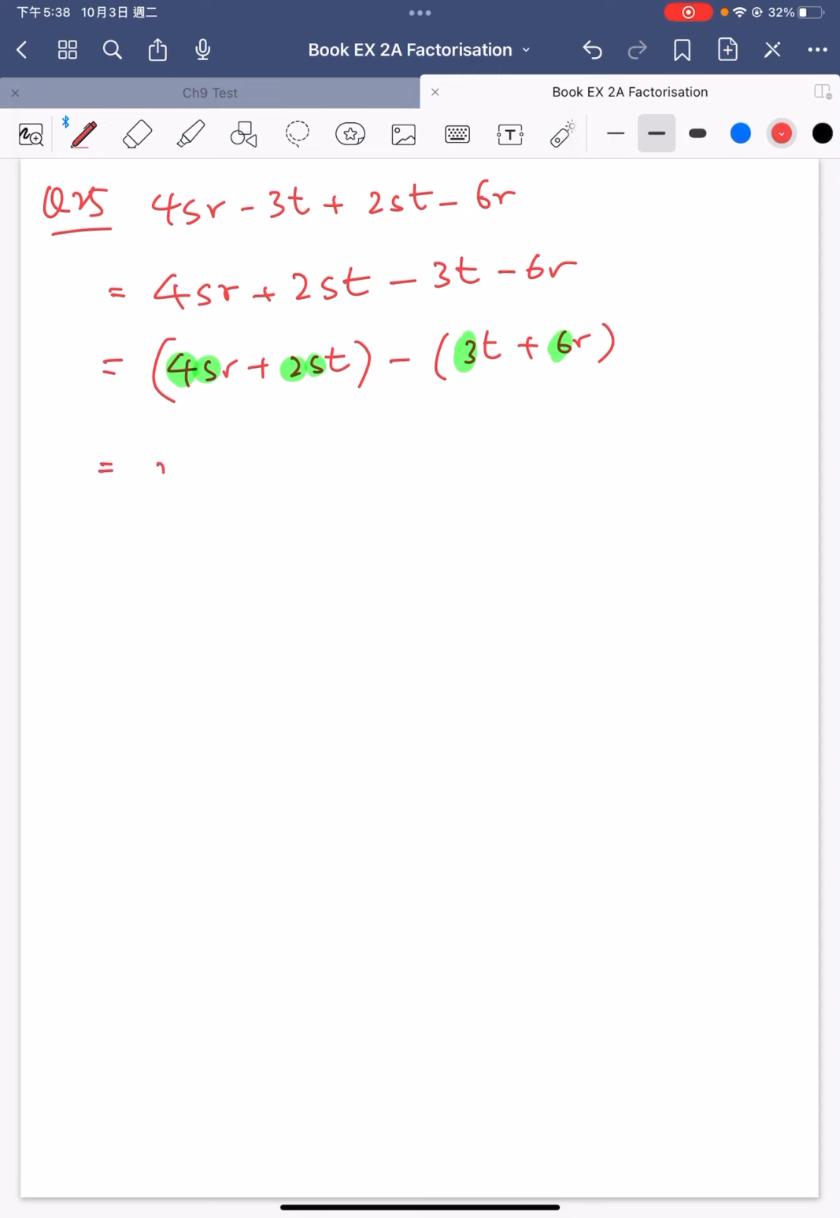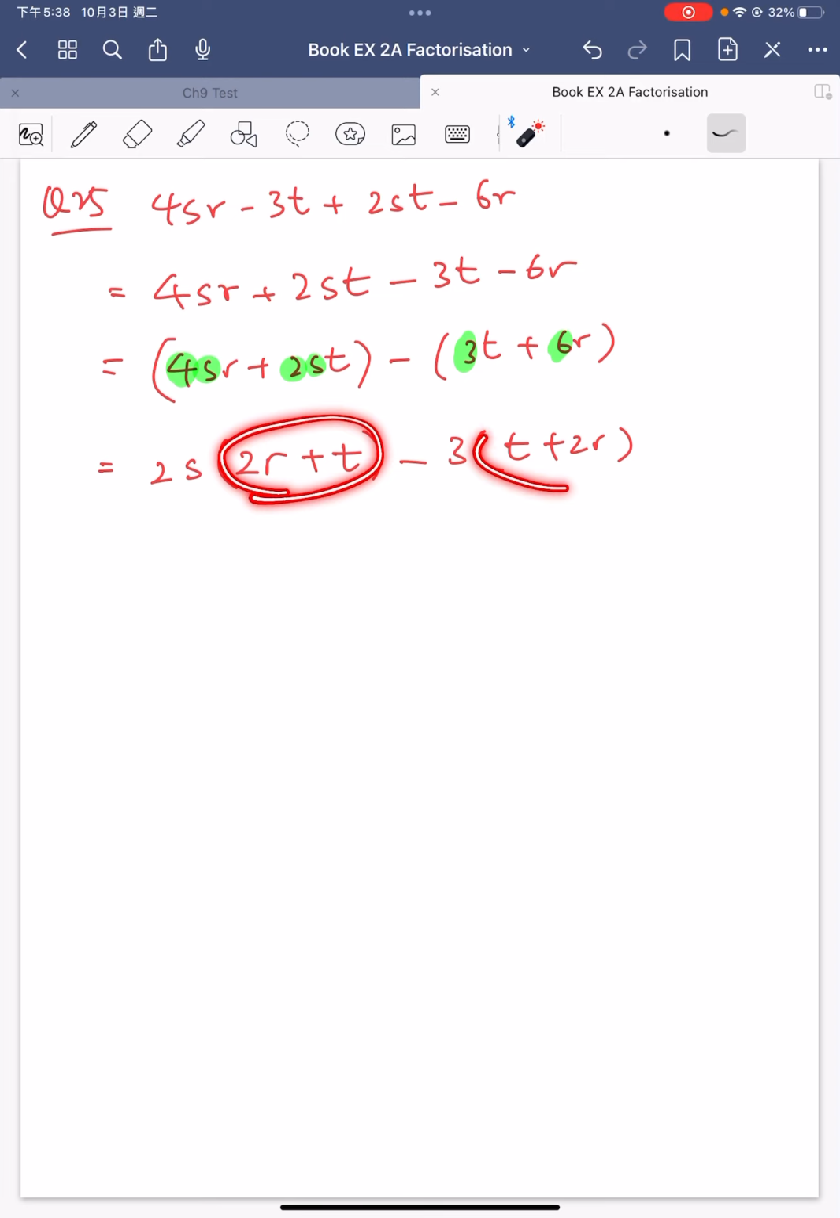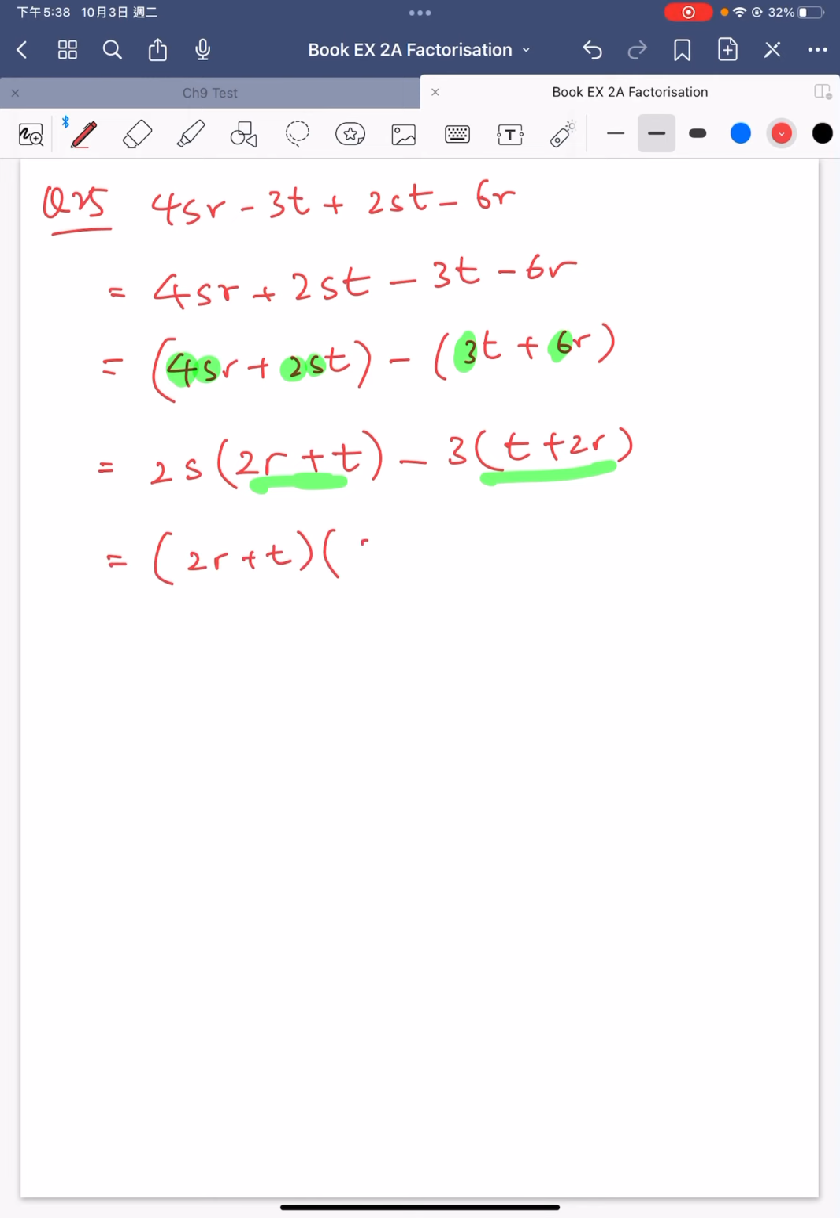So we can write it as 2s as our common factor. Then from 4sr, taking out 2s, we have 2r, then we add the t. So for the right hand side, we can take out 3 as the common factor. Then what we have left is t + 2r. So you can see from here, 2r + t actually is the same as t + 2r. So you can take out this one as the common factor. Then we have (2r + t) times (2s - 3).